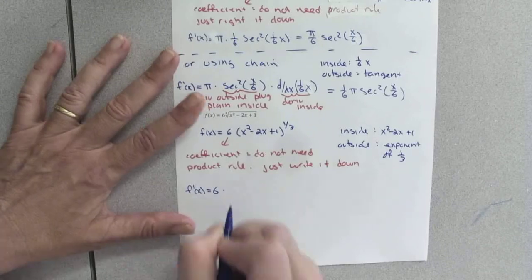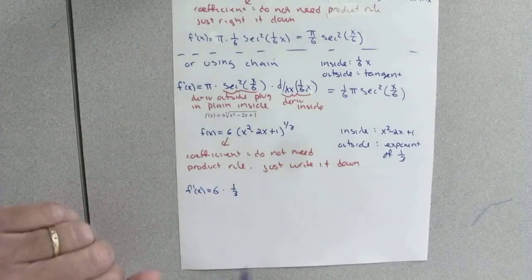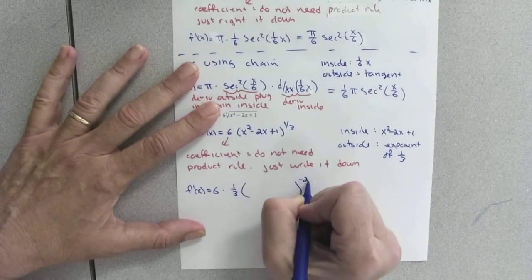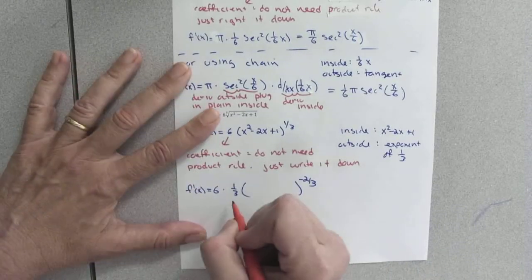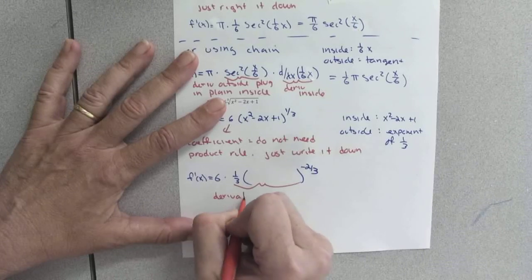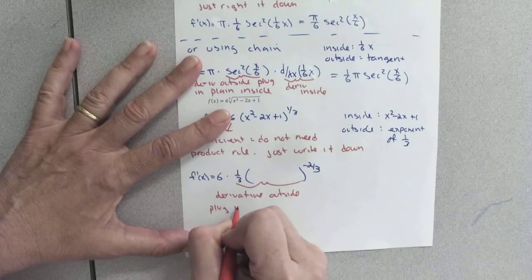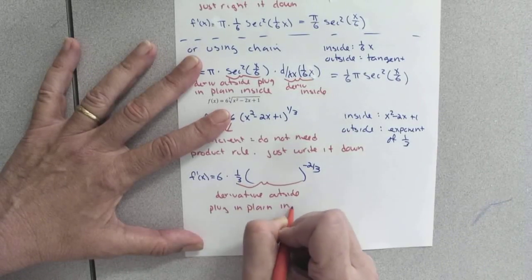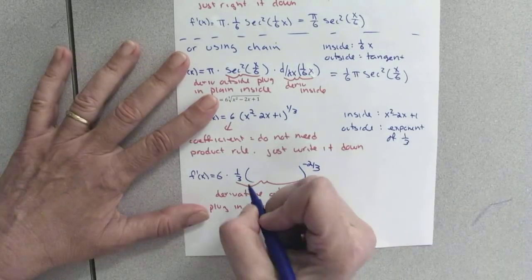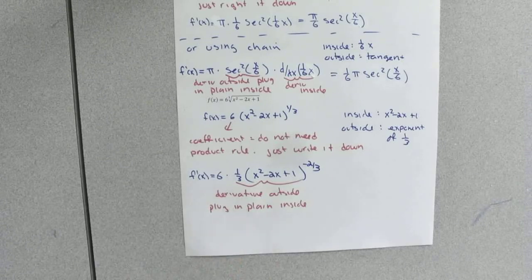So I'm just going to write down the 6. And I start on the outside. Exponent of 1/3. I do what I do for exponents. Multiply by the exponent. Decrease the exponent by 1. And I'll fill in the middle in a minute. So derivative of the outside, and then plug in the plain inside. And so the inside is going to be x squared minus 2x plus 1. The most common mistake here is people put the derivative of the inside in there. You want the plain inside.